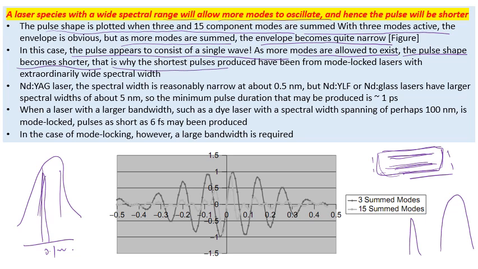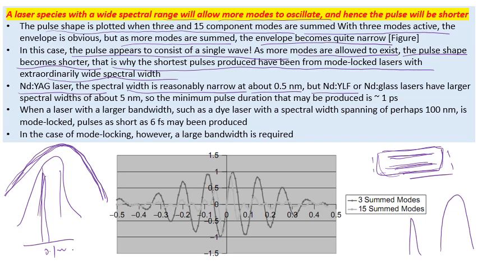That is why the shortest pulses have been produced from mode-locked lasers with extraordinarily wide spectral bandwidth. The output spectrum is broad, so you can get more longitudinal modes. If you lock them, you can get a giant pulse, and that is a very short pulse. Example, the Nd:YAG laser. The spectral width is reasonably narrow, at about 0.5 nanometer. With 0.5 nanometer, you cannot generate a very short pulse.